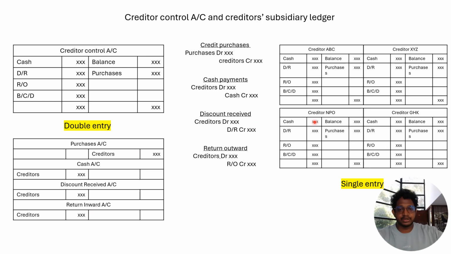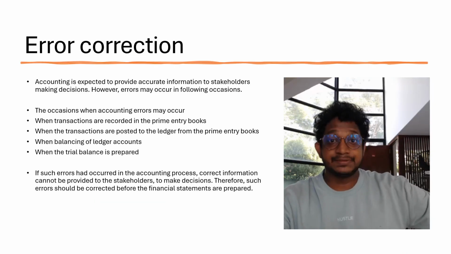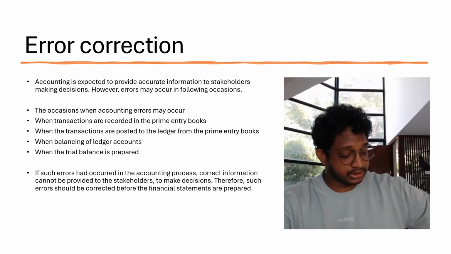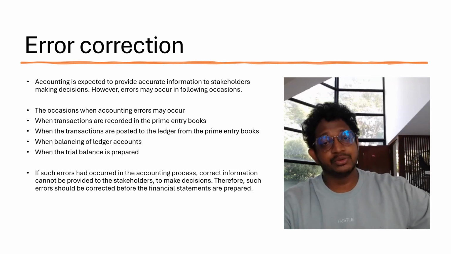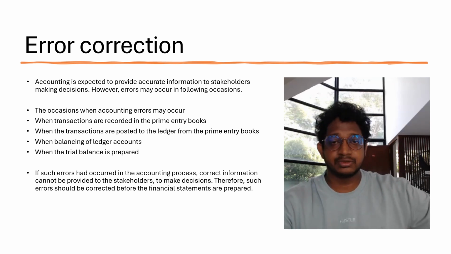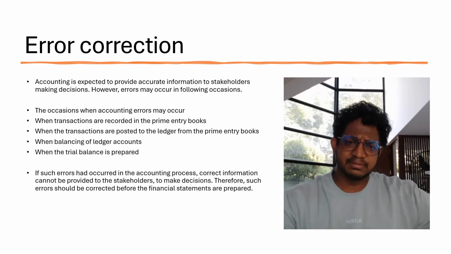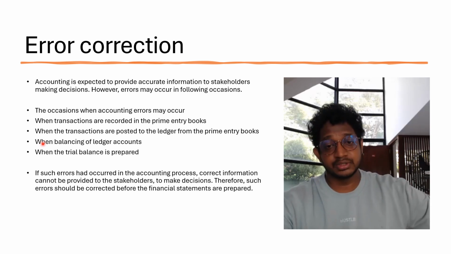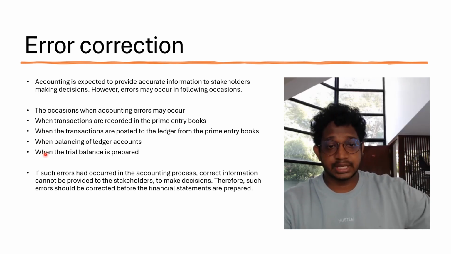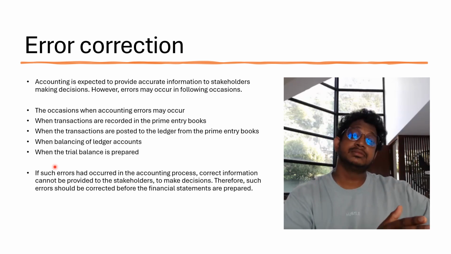Okay, so these are the transactions you are recording here. And the last one, error corrections. In accounting, the main idea is providing information. So we have to provide correct, accurate information to the stakeholders for their decisions. But sometimes errors can happen. Errors can occur when transactions are recorded in the prime entry books, when the transactions are posted to the ledger from the prime entry books, when balancing the ledger accounts, and when the trial balance is prepared. And apart from these, frauds can happen.